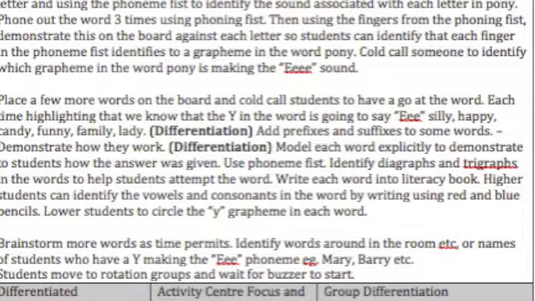Students also differentiate when we look at words that use the grapheme. Lower and beginning students acknowledge where the phoneme is in the word, and higher students will look at suffixes and prefixes in the same words.